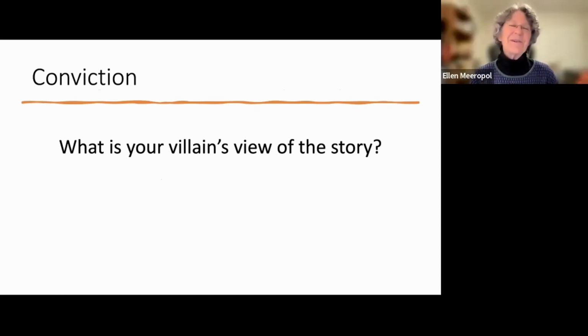All right, thank you. We're going to move on to the idea of conviction. What is your villain's view of the story? How does this character justify their actions to themselves? And who knows what Dexter might say about the reason for the killing. Maybe he thinks he's doing the right thing. Maybe he just likes to kill.